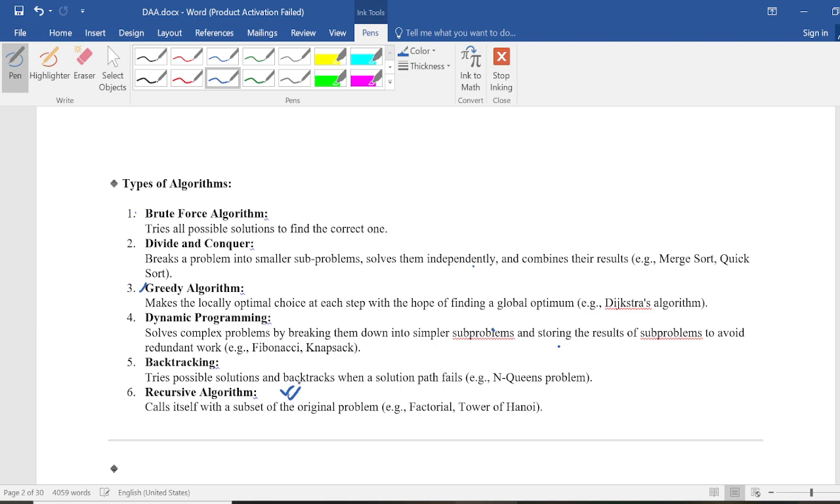So, the recursive algorithm. A recursive algorithm solves a problem by calling itself, as we know very well, with a smaller input, breaking the problem into simpler subproblems until it reaches a base case, which is the heart of the recursive algorithm, because without the base case, it may turn out to be an infinite loop. So, what are the key characteristics? The first key characteristic is that it calls a function, which calls itself.